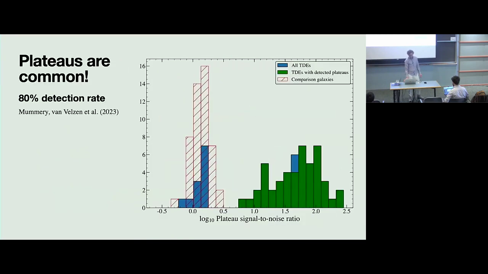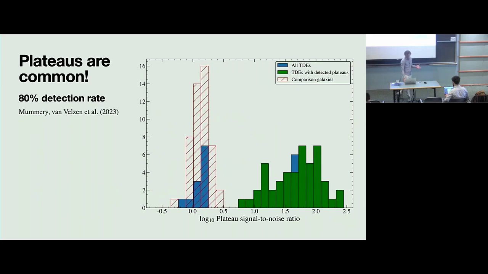And these plateaus are common. If you do this for a large sample of some 60 TDEs, for which we have optical and UV data, then we have an 80% detection rate of the plateaus. So that's all the green stuff over here. And the red histogram shows if you apply this same methodology to just a random galaxy in the field, you don't accidentally detect plateaus due to issues in the difference imaging. So this is showing both that the result is robust and that there are many of these plateaus.